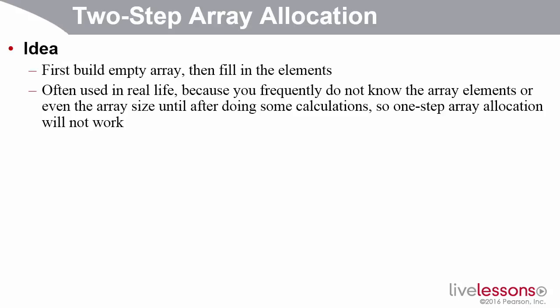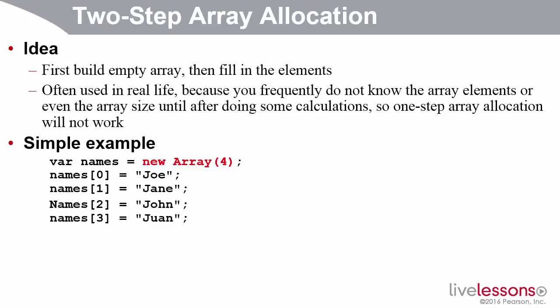So you can't use the simple approach where you just put square brackets and list the array values separated by commas inside. Instead, you first build an empty array of a certain size, then you loop down and fill in the elements. A simplified version of this is I say, all right, I'm going to make names, and it's going to be a 4-element array.